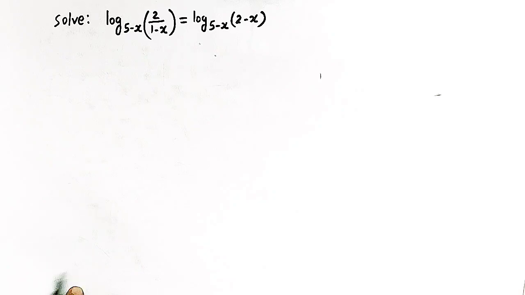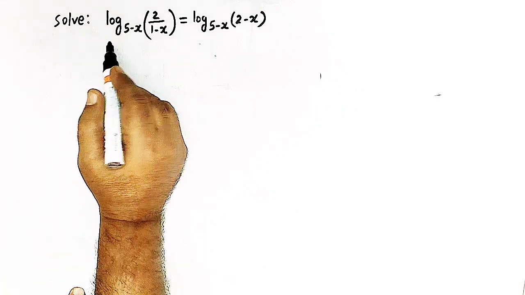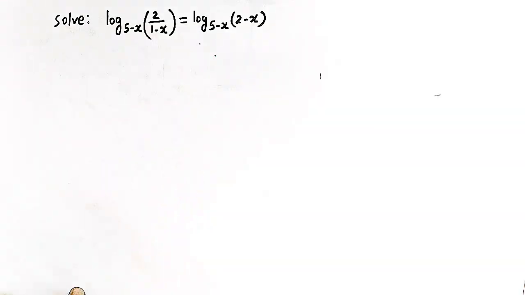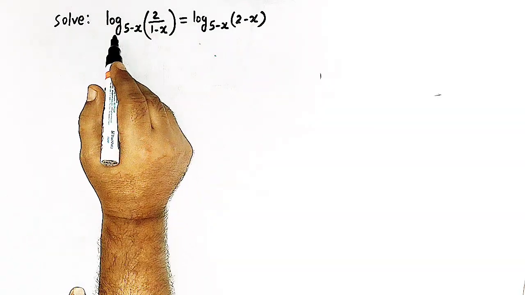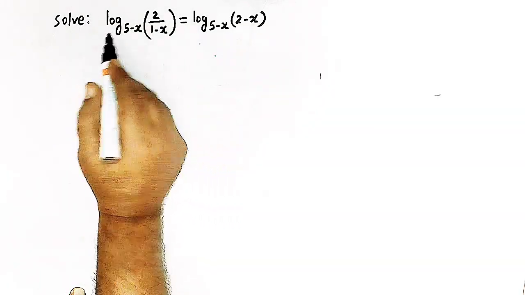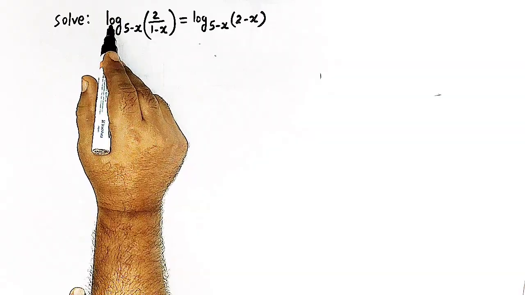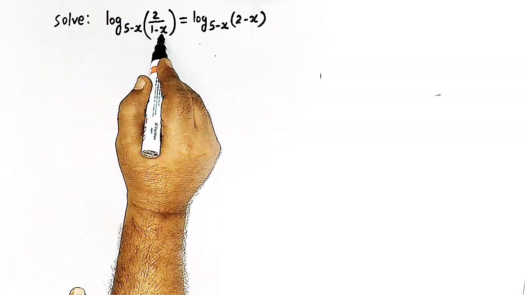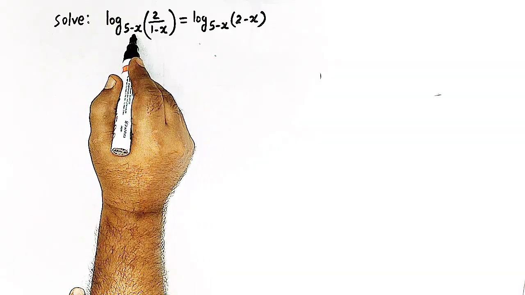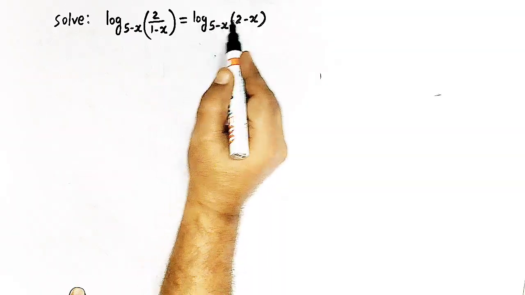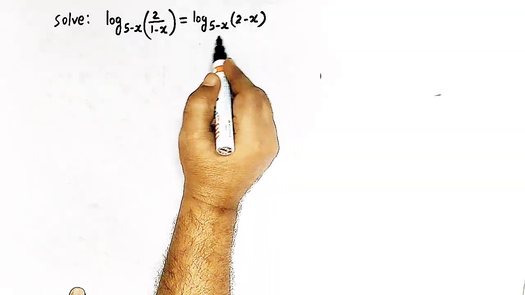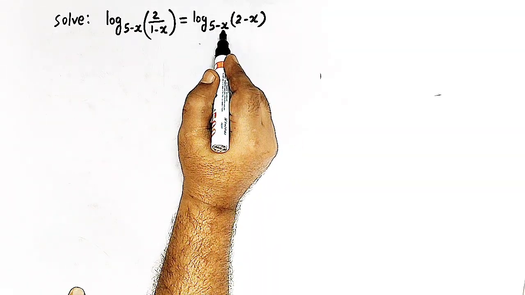Hello viewers, in today's session we are going to discuss the solution of this logarithmic equation. So here we have to solve this logarithmic equation where we have logarithm of 2 over 1 minus x to the base 5 minus x equal to logarithm of 2 minus x to the base 5 minus x, right?